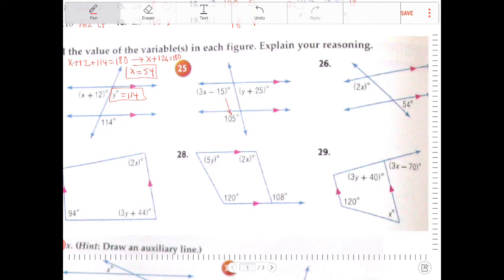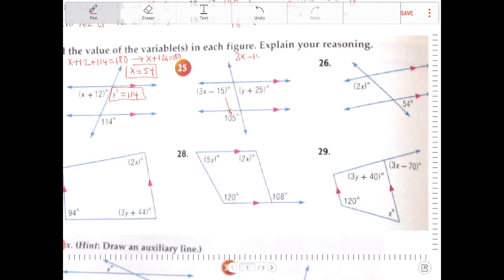Corresponding, I can then say 3x minus 15 is equal to 105. Add 15 to 105, I get 3x is equal to 120. Divide by 3, x is equal to 40.